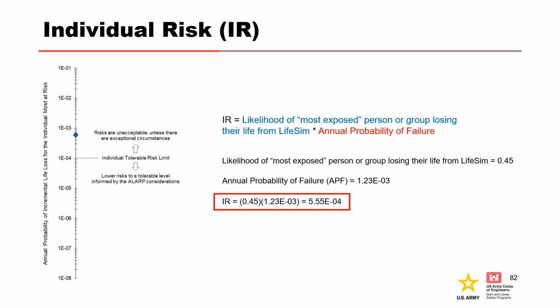To calculate the individual risk, we simply multiply the likelihood of the most exposed person or group losing their life, as informed by LifeSim and our consequence specialists, by the annual probability of failure. In this example, we multiply 0.45 by 1.23 times 10 to the minus 3 to get an individual risk of 5.55 times 10 to the minus 4.